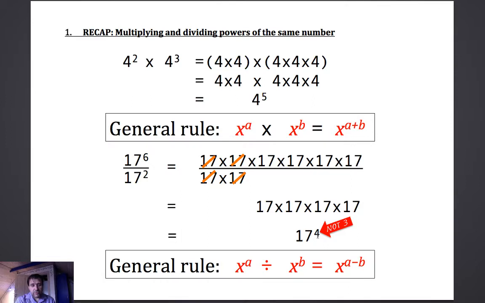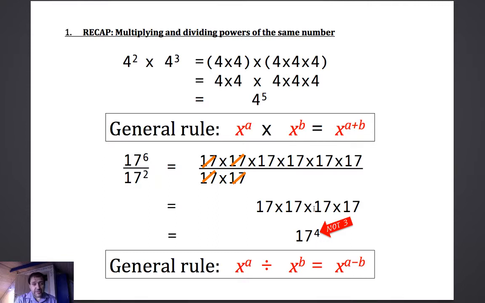So general rule, dividing powers of the same thing, subtract the powers, using notation. X to the a divided by x to the b equals x to the a minus b. For example, 17 to the power of 6 divided by 17 to the power of 2 is 17 to the power of 4. So subtract the powers.